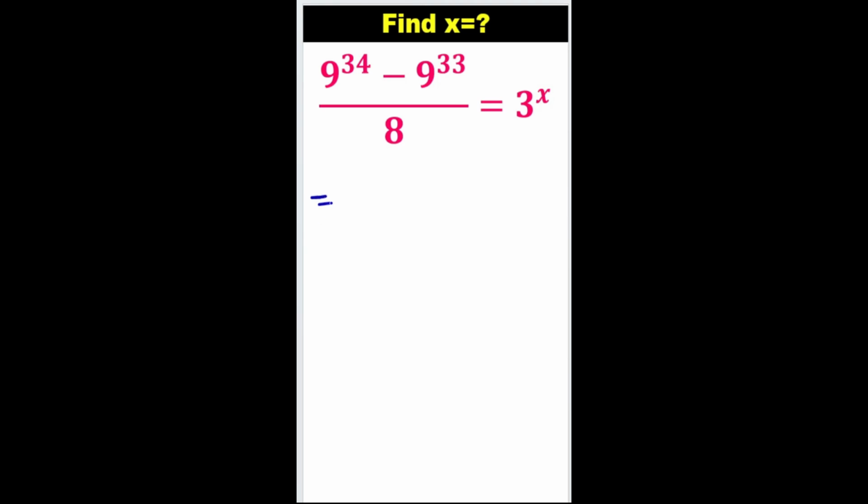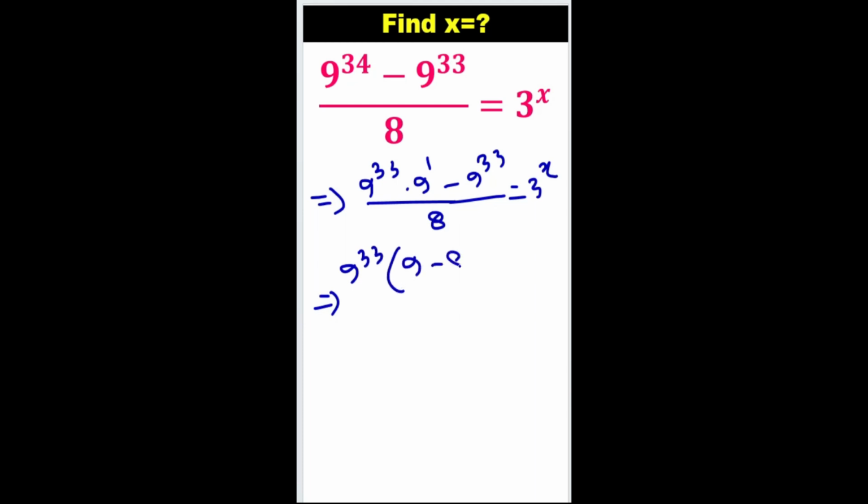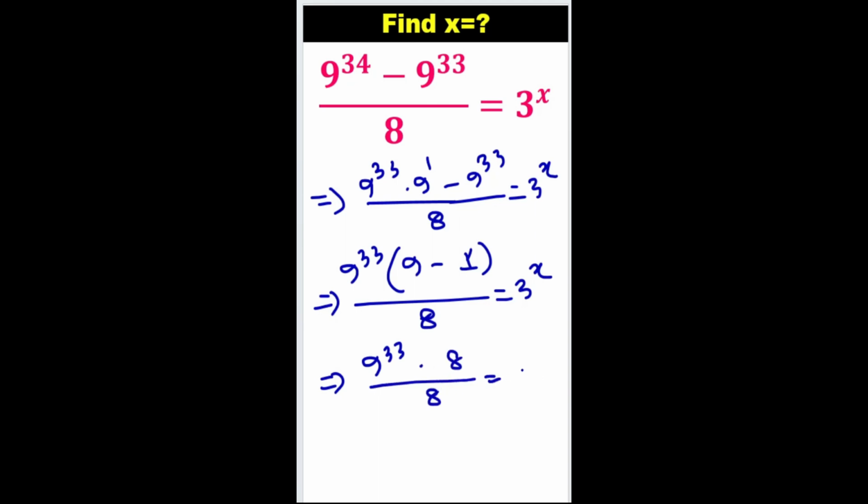Find x. 9 to the power 34 minus 9 to the power 33, divided by 8, equals 3 to the power x. So we can write this as 9 to the power 33 into 9 to the power 1 minus 9 to the power 33, divided by 8, equals 3 to the power x. If we take 9 to the power 33 common, here is 9 minus 1, divided by 8 equals 3 to the power x. So this is 9 to the power 33 into 8 divided by 8 equals 3 to the power x.